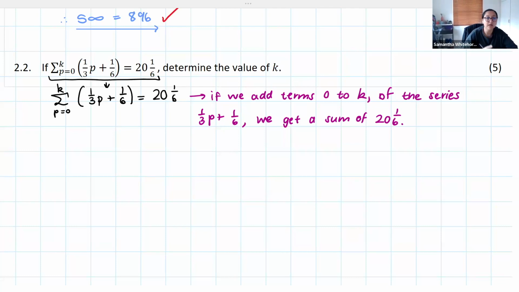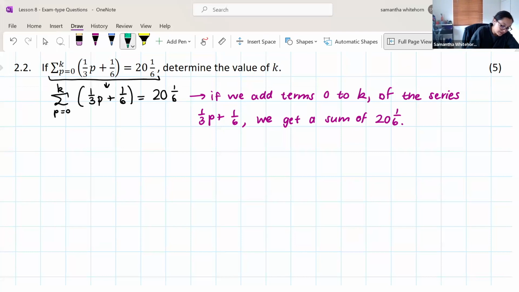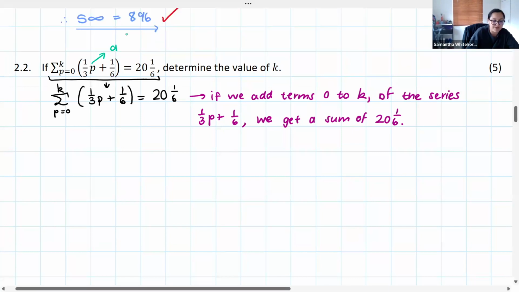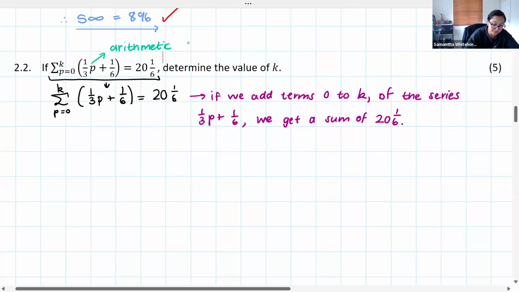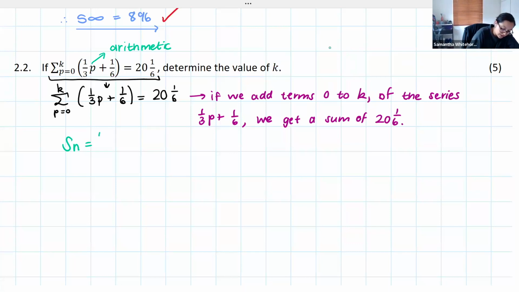Right, however, with sigma, sum, we're going to have to use our sum formula. If we look at our original expression, this is arithmetic. We know it's arithmetic because it is a linear expression. There's no exponent, so it's not geometric. So it's linear, and what that means is I have to use my linear sum formula. So that's n over 2, and so on.